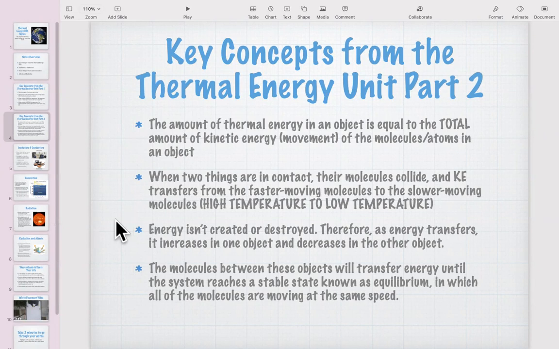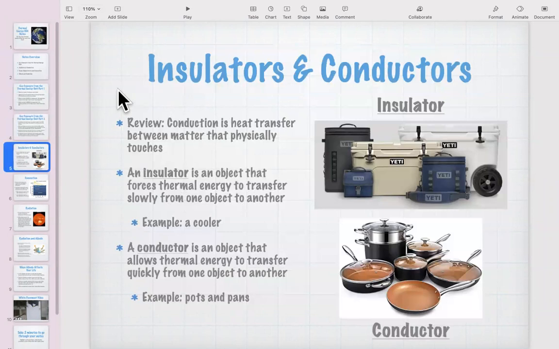Next one, energy isn't created or destroyed. Therefore, as energy transfers, it increases in one object and decreases in the other object. The molecules between these objects will transfer energy until the system reaches a stable state known as equilibrium, in which all the molecules are moving at the same speed. So this is that idea of thermal equilibrium. Those are all the key concepts, the major things that we should have taken from this unit and run away with and learned. But let's add the ideas of conductors and insulators, and this whole other idea of convection, radiation, and albedo.